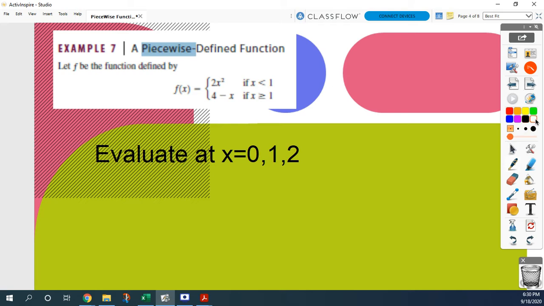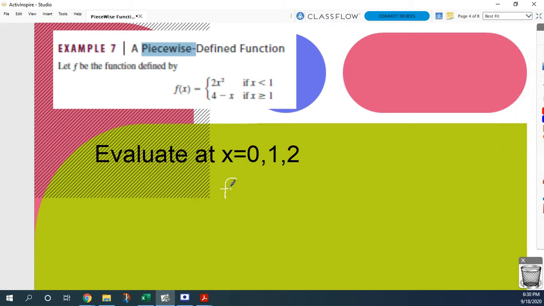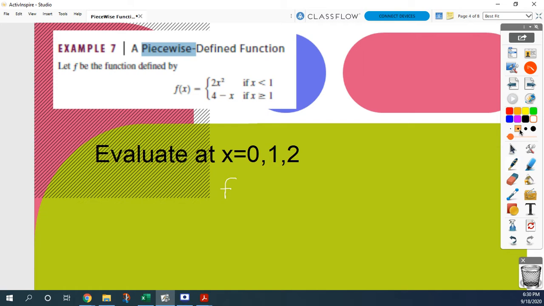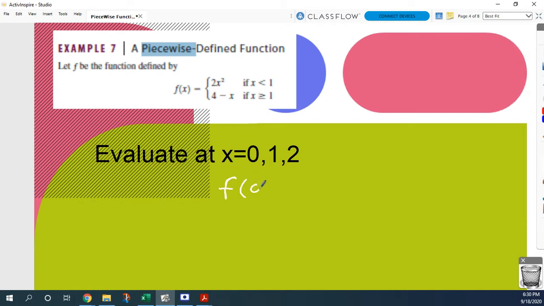On this next one, again, they ask us to evaluate. So I'm going to have f of, and we want to plug in 0. Notice 0 is less than 1, so that tells me I want to use my first piece.